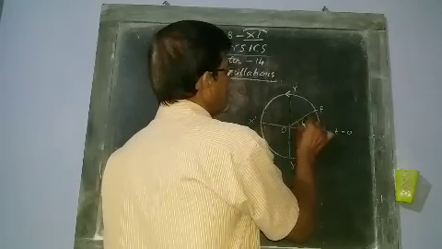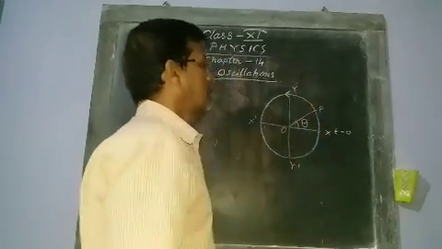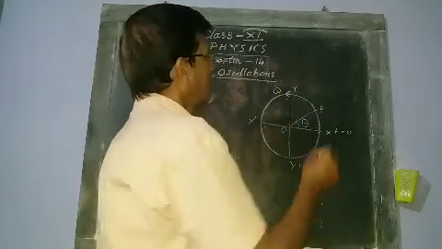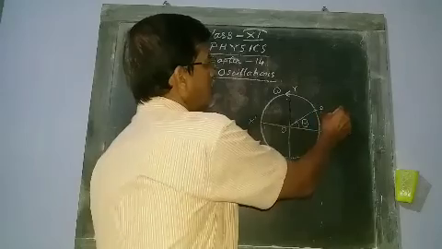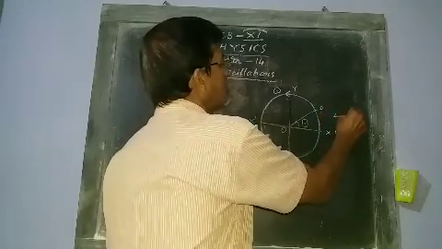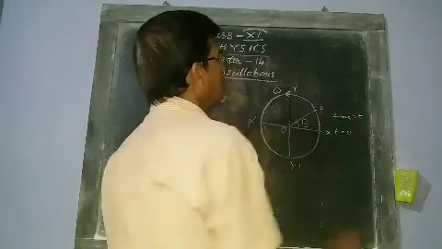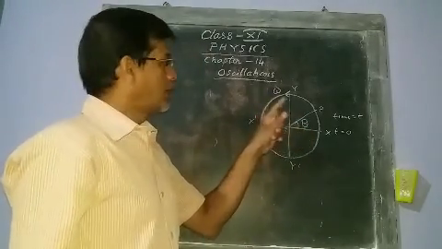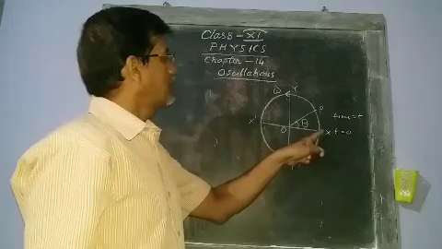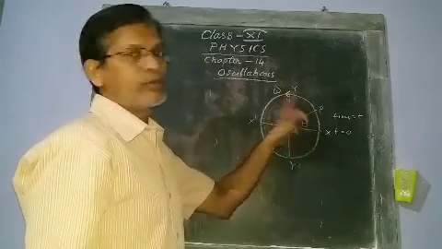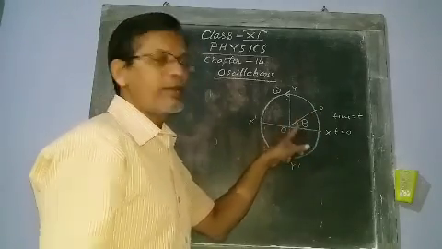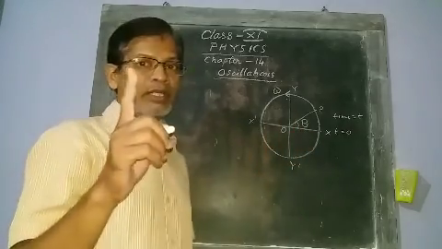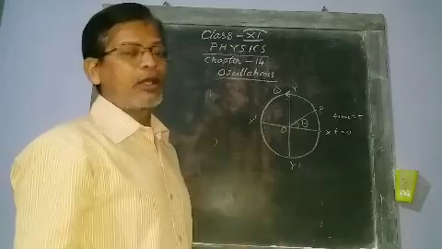Say this is theta. If the angular velocity is omega, and from this to this time taken is t, then after time t, the particle moves from this point to this point. So this is the phase. So phase can be represented as angle or time.